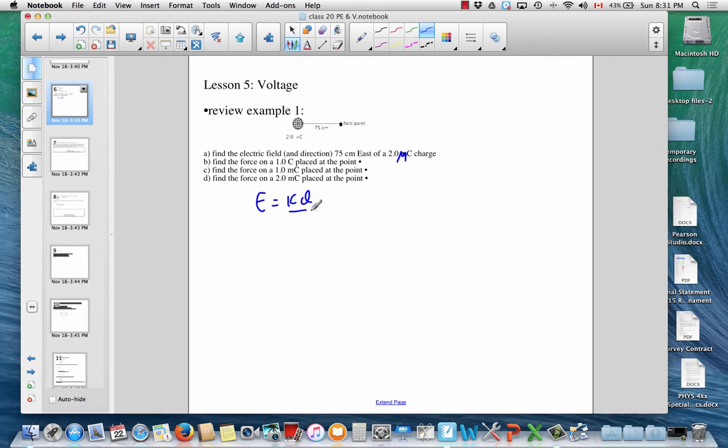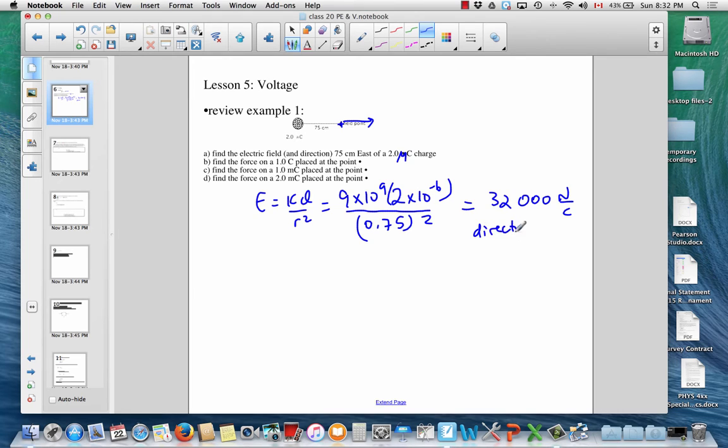Well, the electric field is given by the ratio of force to charge, kq over r squared. For a 2 microcoulomb, if we are 75 centimeters away, we find that our field strength is 32,000 newtons for every coulomb. And the direction, if you put a small positive test charge there, it would be repelled by the 2 microcoulombs, so the electric field is to the right. So the direction of that field is this way, because electric field is a vector.